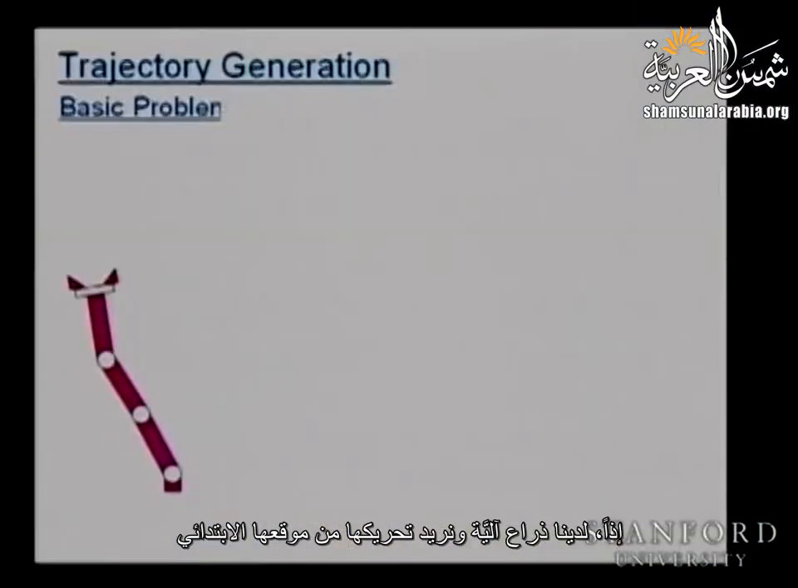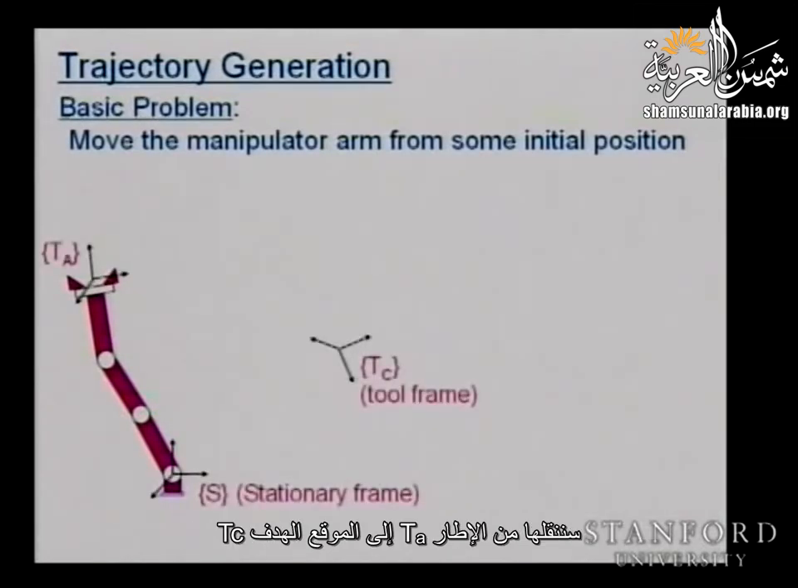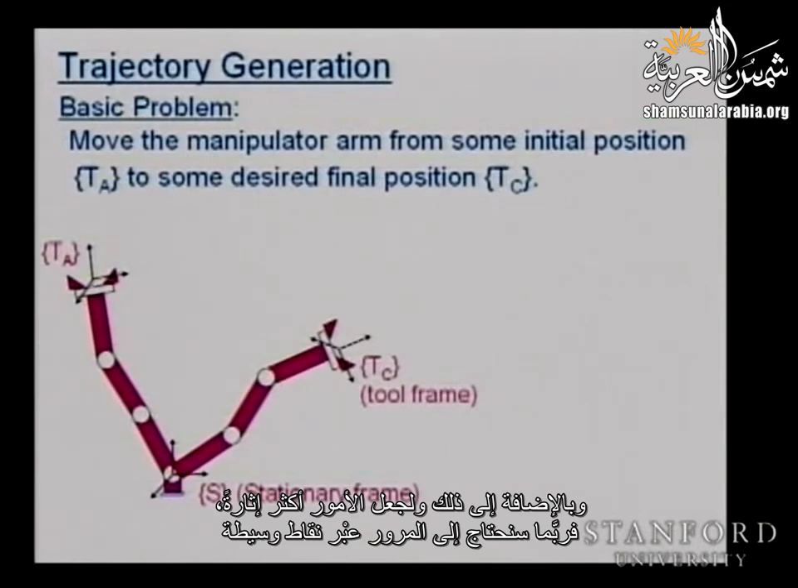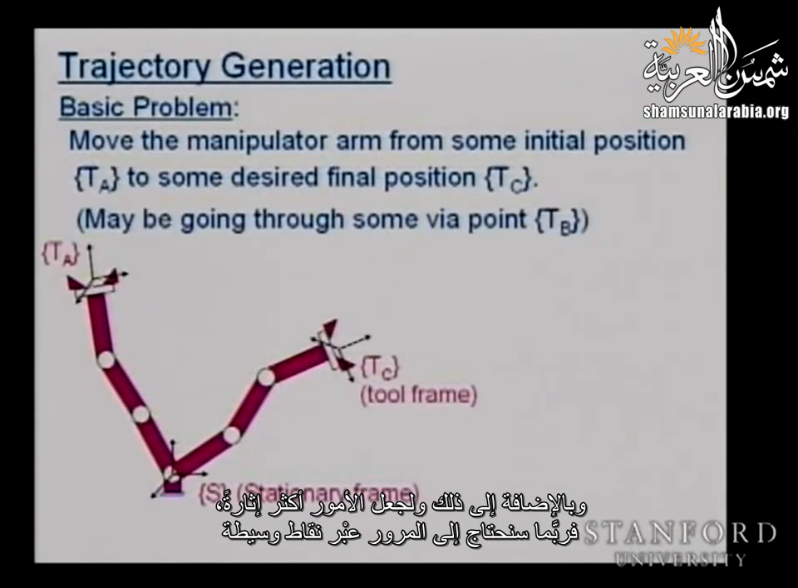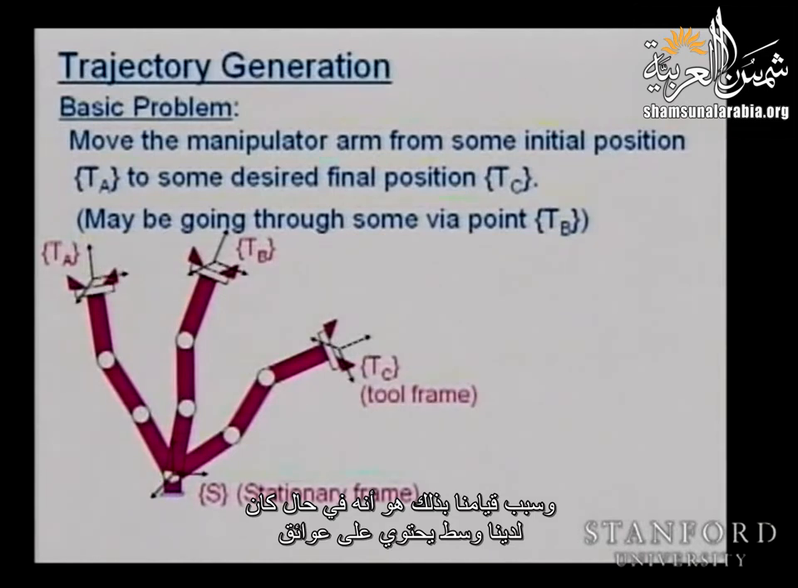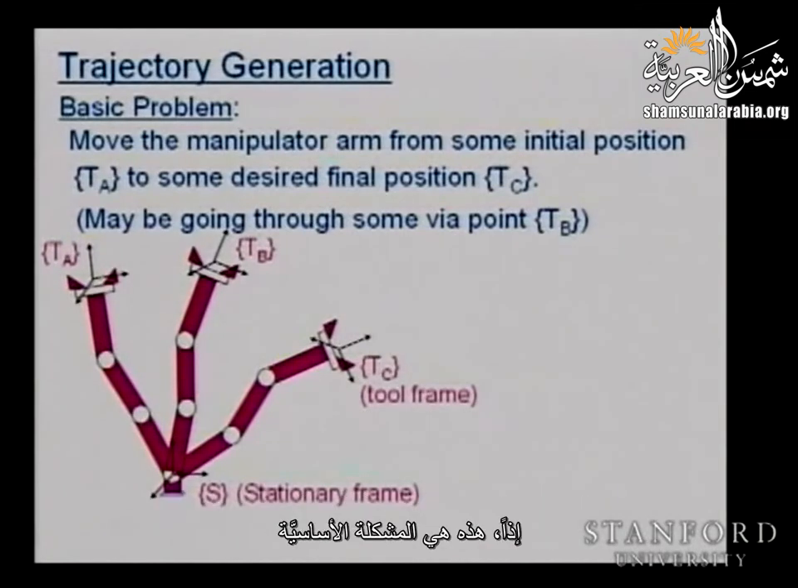So we have a manipulator arm. We want to move the manipulator arm from some initial position, denoted with the frame T sub A, to some goal position, which will be the desired position T sub C. And the manipulator is based in a stationary frame, which is S in this case. So we want to plan a motion for the manipulator arm from T sub A to T sub C. In addition, to make things more interesting, we might have to go through some intermediate points, like for example T sub B. We have that because if we have an environment with obstacles and the manipulator is moving in that environment, you want to make sure that you're avoiding the obstacles, in which case you're introducing intermediate points for the manipulator to move through. So this is the basic problem.